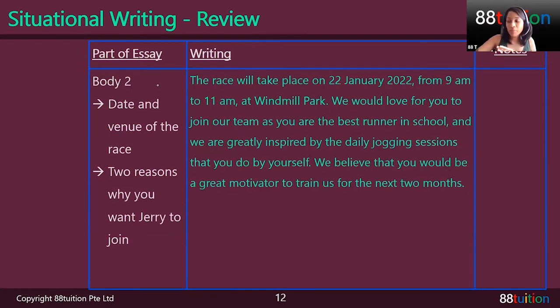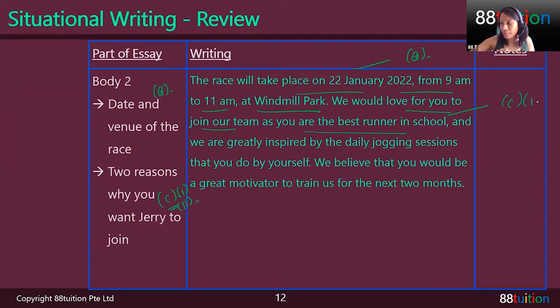Okay, then you tell me about the date and venue, which is A, right? Just now we marked the bullet points A, okay, and 2 reasons why you want him to join, C1 and C2. Correct? Okay, the race will take place on this date. All these fall under A, so you get your 1 point for that. We would love for you to join our team as you are the best runner in school. So this is C1. Okay, and we are greatly inspired by the daily jogging sessions that you do by yourself.